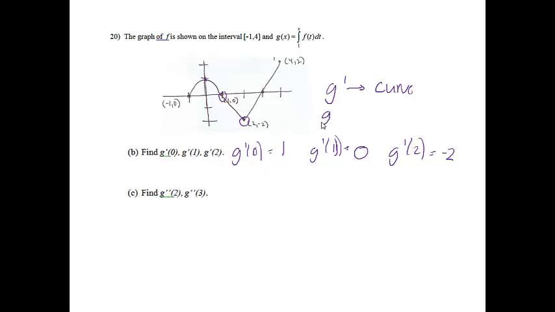All right, g double prime, we discussed that that's going to be the slope of the curve. So if I find the slope of the curve, or the derivative, at 2, there's a sharp turn here, which means there's no slope, so my derivative does not exist at that spot.